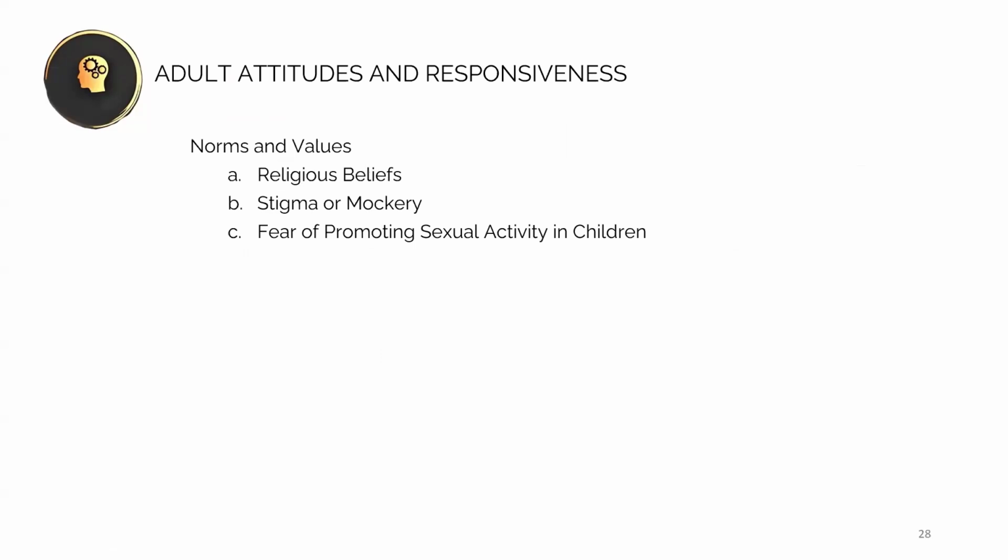Okay, so some of the things in the chat talked about adult attitudes and responsiveness. So we'll be covering some norms and values, which in regards to religious beliefs, stigma, and the fear of promoting sexual activity in children. If we're talking about sexual activity, then there's some fearfulness around that. If we're teaching our children about sexual development, that would somehow encourage them to start to have sex.